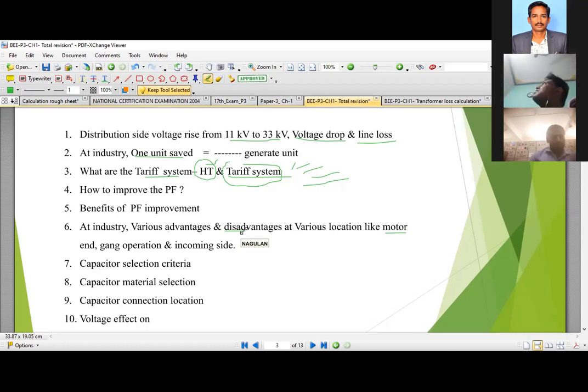Load current reduces, main important, full load current reduces. Full load current reduces, then I square loss reduces. Then better voltage improvement. Then disadvantage: for only the one motor. Suppose one motor, single motor is used.